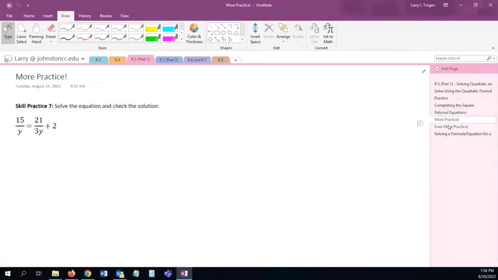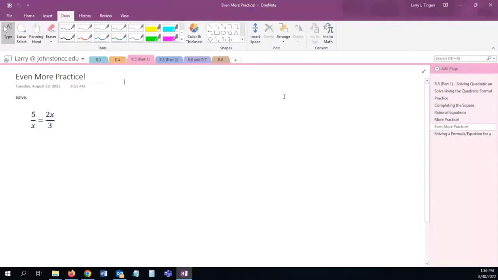But I do want to take a look at that even more real quick, because it looks like a short problem and it's not that bad, but I do want to talk about it. All right, so what about solve this? Wow, well, there's only 2 terms here. This is going to be super easy, right? 5 over x is equal to 2x over 3. Solve.